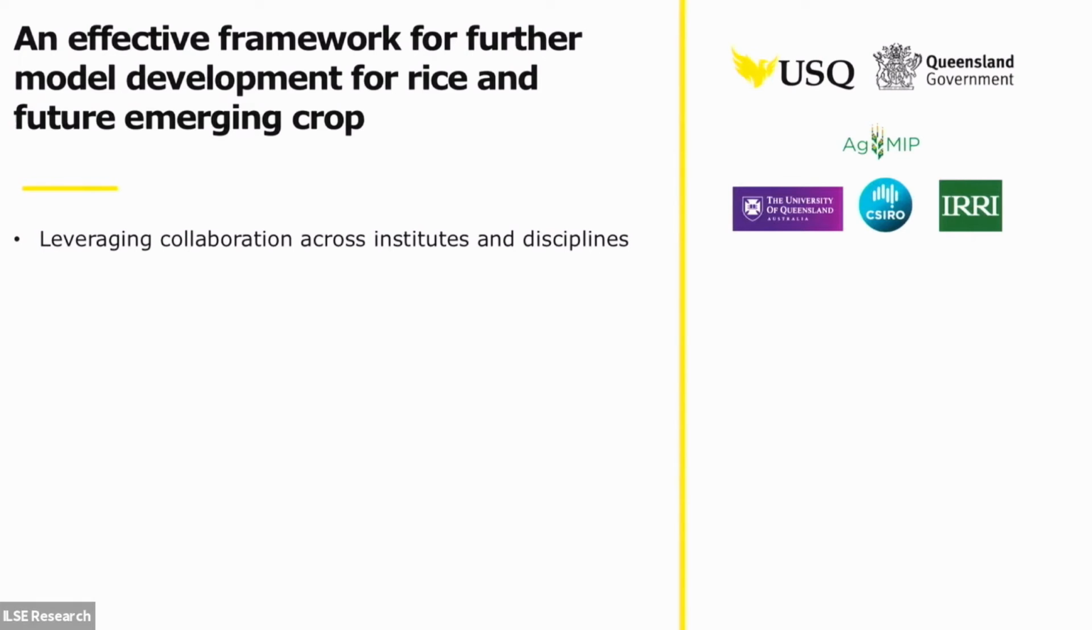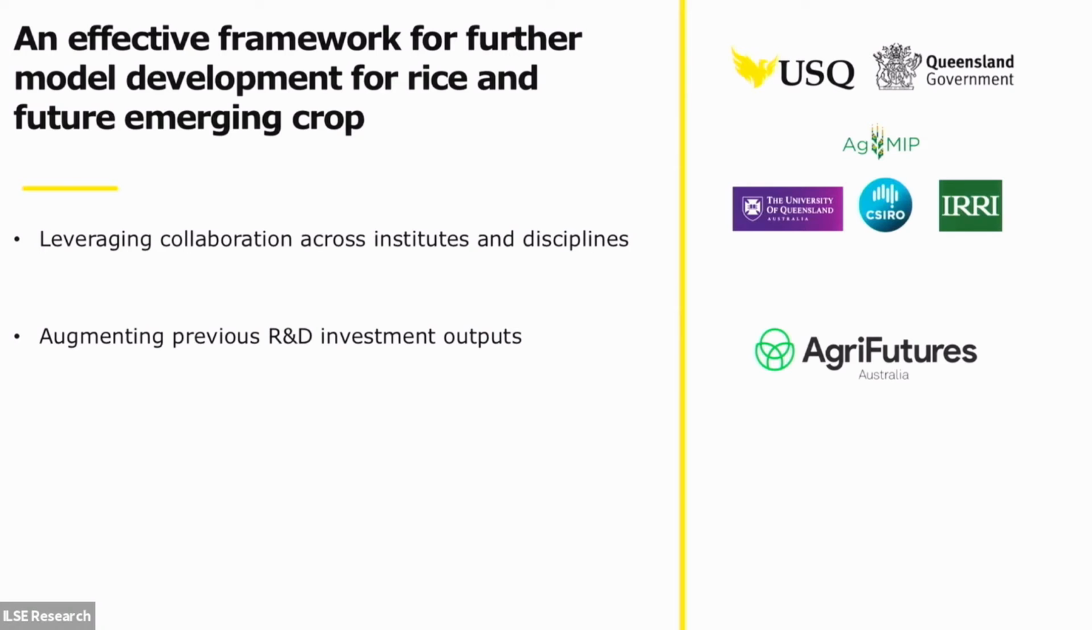What we gained from this project is the establishment of collaborations across institutes and across disciplines. And this is something that we will carry over into new projects as we progress in supporting the rice industry in the future. At the same time, this project augmented research and development outputs that were available earlier. As I mentioned, we used data from Northern Queensland to develop these models, and this is a result of support from AgriFutures and the rice crop project that ran from 2017 to 2019. So it's an example of an effective framework for further development. It relies on collaborations and on previous research and development outputs.